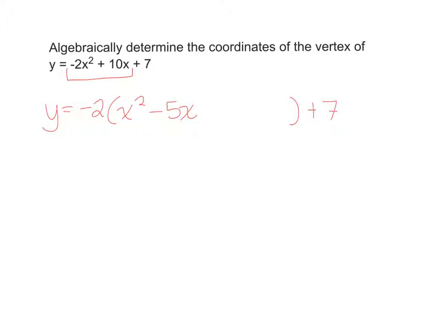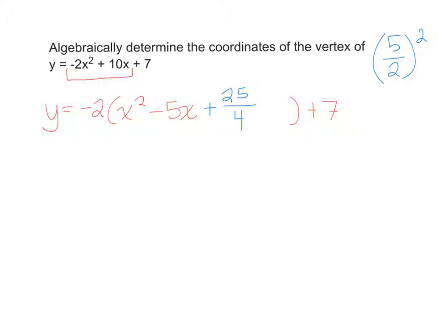Now the second step is to find that number that you can add on that will make it a perfect square trinomial. So we take half of 5. We're going to keep it in a fraction. We'll take 5 and divide it by 2 and square it. So 5 squared is 25. 2 squared is 4, so it's plus 25 over 4.